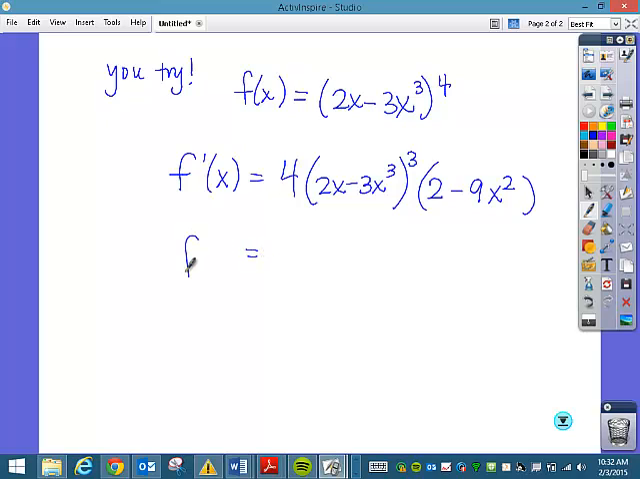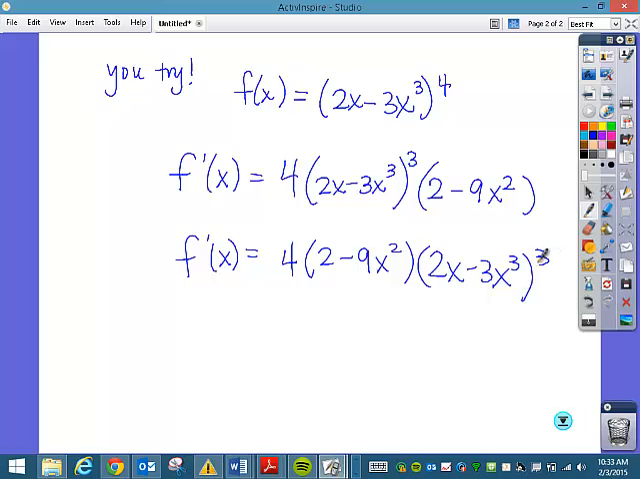So, final answer, I'm just going to distribute the 4. Well, I don't even have to do that. 4 times 2 minus 9x squared times 2x minus 3x to the third cubed. You can just leave it like that. You don't have to expand it out.